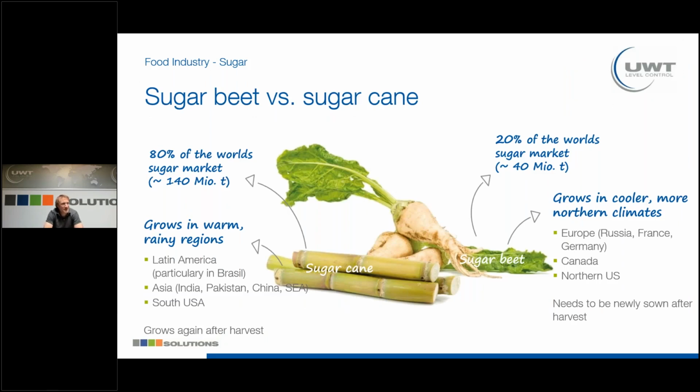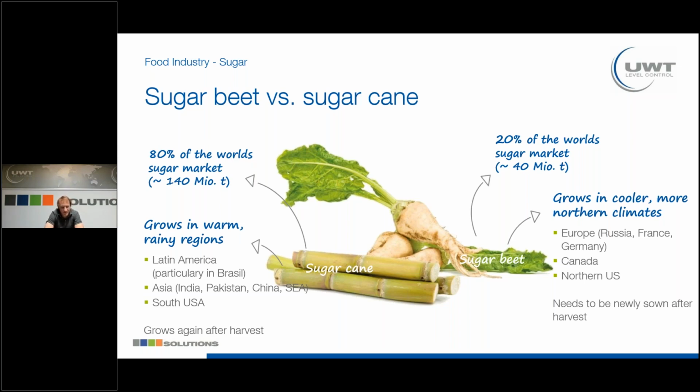As you know, sugar can be produced on the one hand with sugar beet and on the other hand with sugar cane. These are the two raw materials sugar is made of, and what you can see here is that sugar cane makes 80% of the world's sugar market. Around 140 million tons of sugar are produced out of sugar canes, and they are grown in warmer and rainy regions like Latin America, Asia, or South USA. And the sugar cane grows again after harvest.